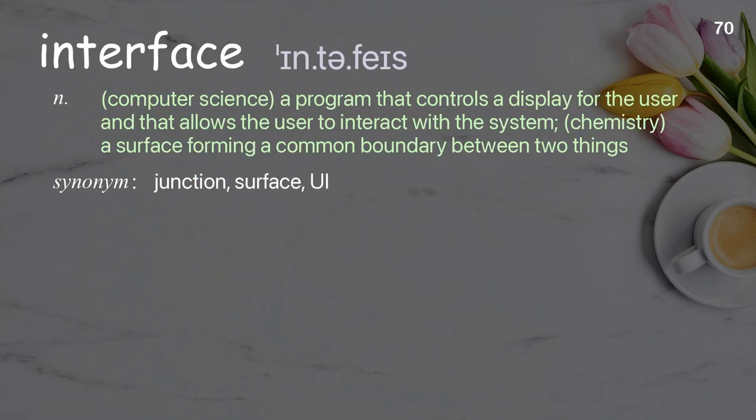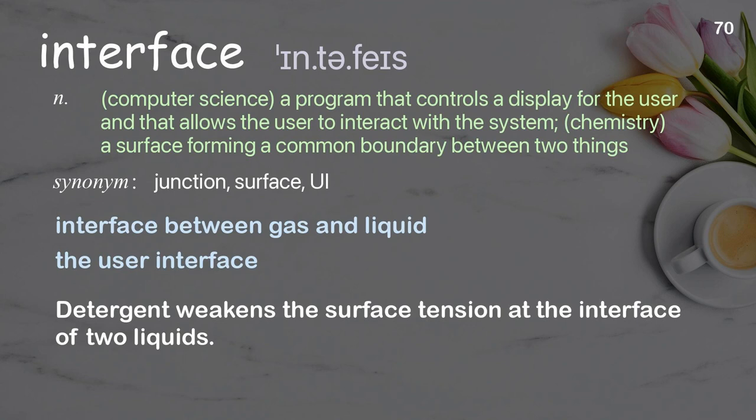Interface. Computer science: a program that controls a display for the user and that allows the user to interact with the system. Chemistry: a surface forming a common boundary between two things. Examples: interface between gas and liquid, the user interface. Detergent weakens the surface tension at the interface of two liquids.